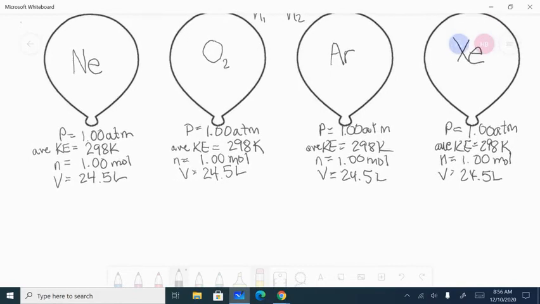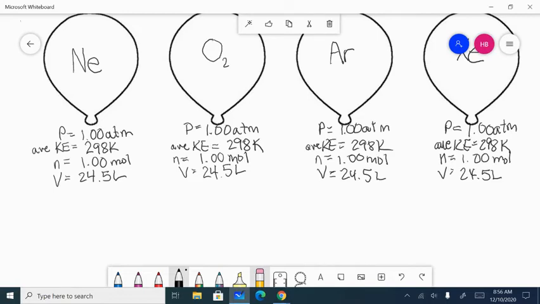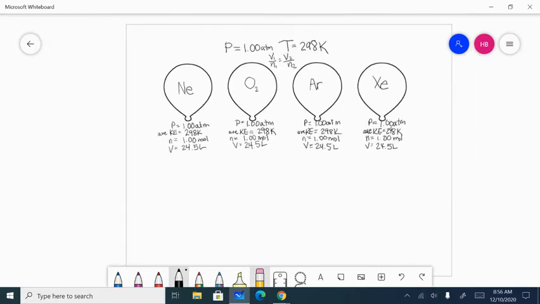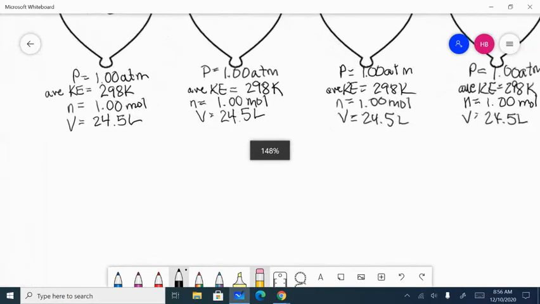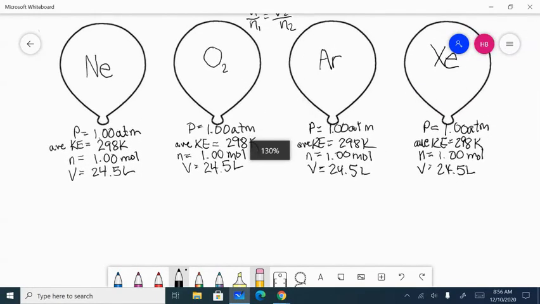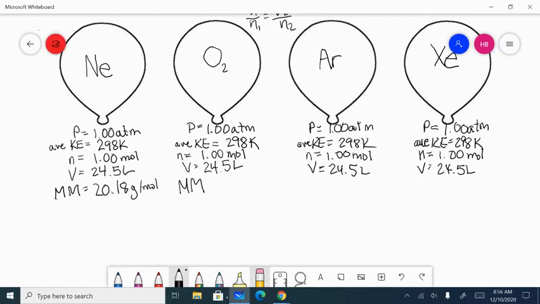Now let's talk about things that are different. The things that are different are obviously the molar mass. So let's pull the molar mass off the periodic table of the elements for each of these gases. The molar mass for neon is 20.18 grams per mole. Oxygen, O2, oxygen gas, is 32 grams per mole.